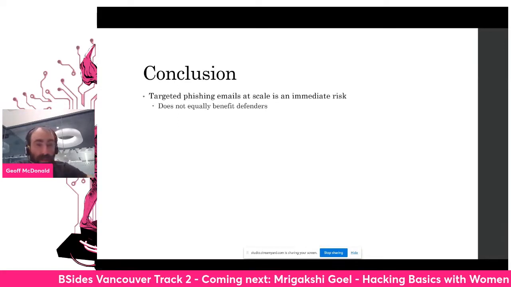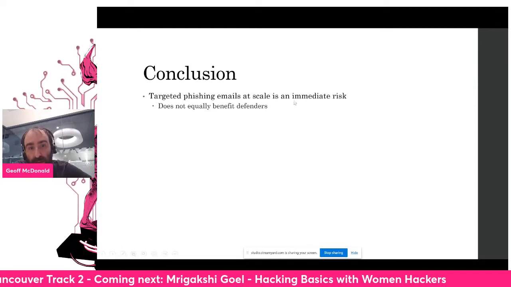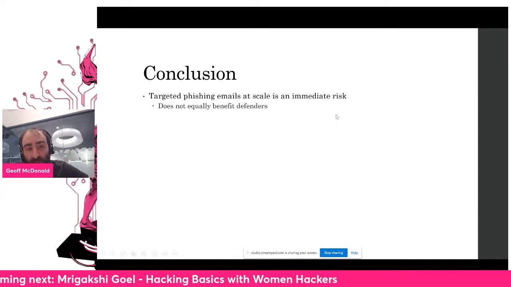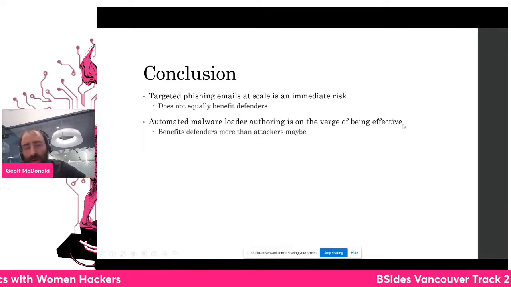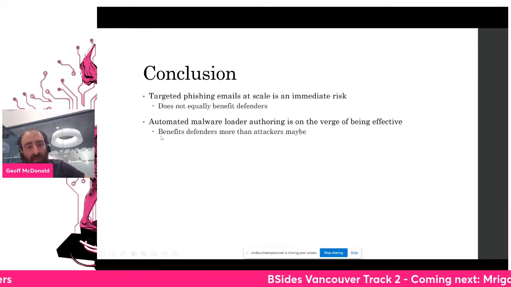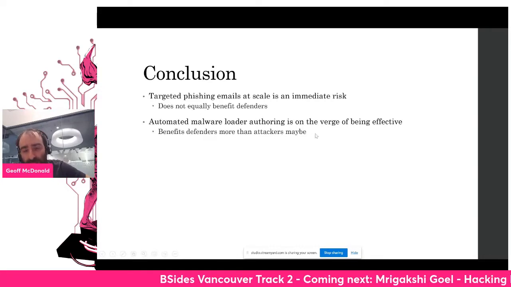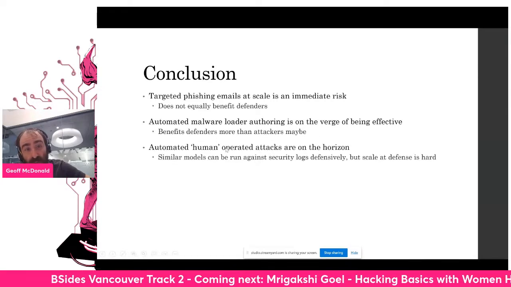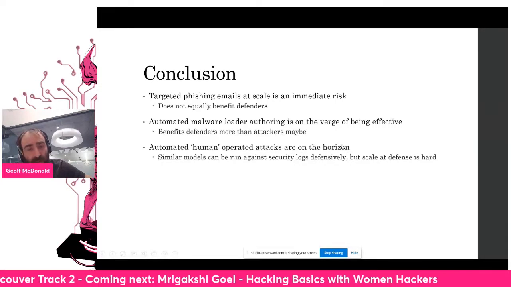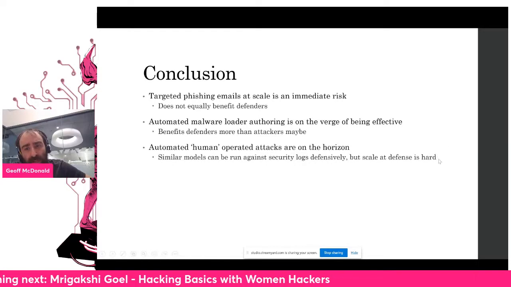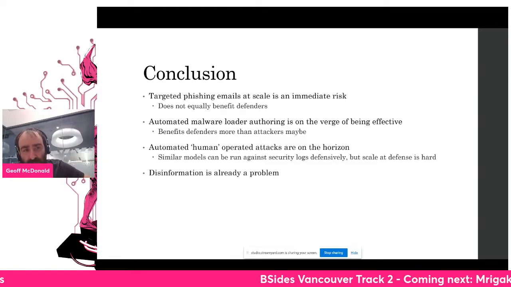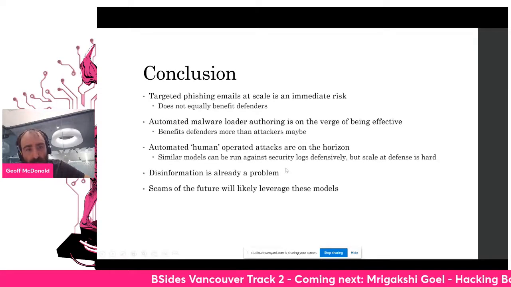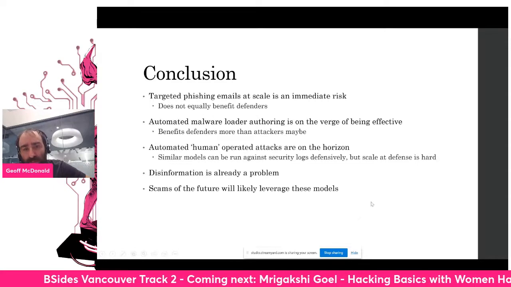Okay, so I guess in conclusion, targeted phishing emails at scale is an immediate risk, and it does not equally benefit the defenders. Automated malware loading and authoring is on the verge of being effective, and I'd say luckily, it benefits defenders more than attackers in this scenario. Automated human-operated ransomware attacks are on the horizon, but this is more on the within-the-next-decade type horizon, which would be a really big game changer for the cybersecurity field. Disinformation is already a problem, and scams of the future, I think, are going to start to leverage these models as well.